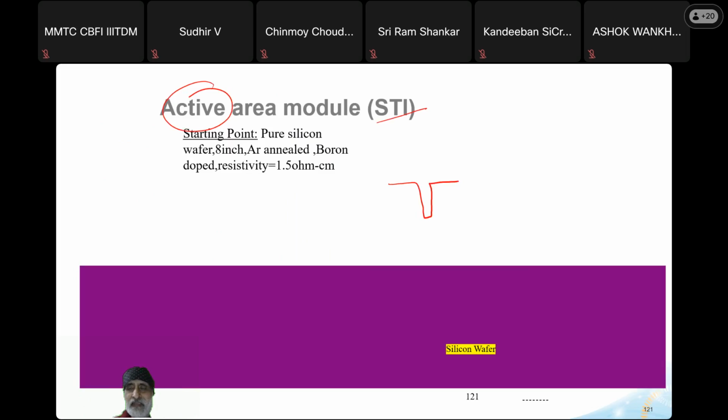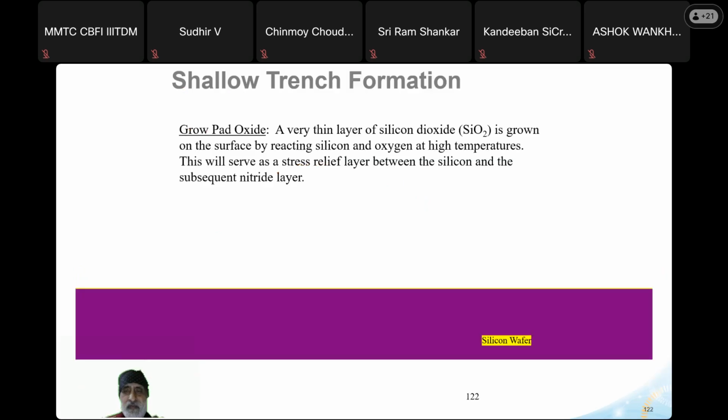The resistivity of this silicon wafer is 1 ohm centimeter. As I told, it can be 1 ohm to 100 ohm centimeter, depending on the process engineer and what kind of process they have designed. Then we will deposit oxide, pad oxide. Here, the yellow layer is the pad oxide we have deposited. Depositing pad oxide is simple.